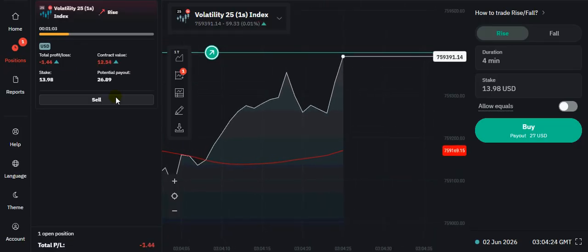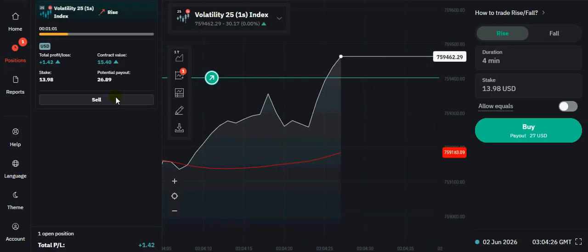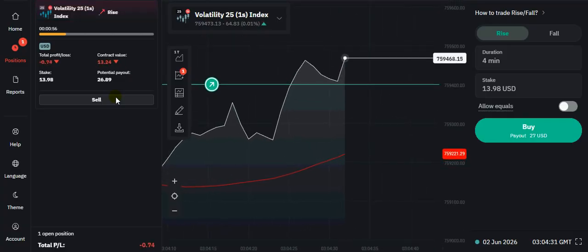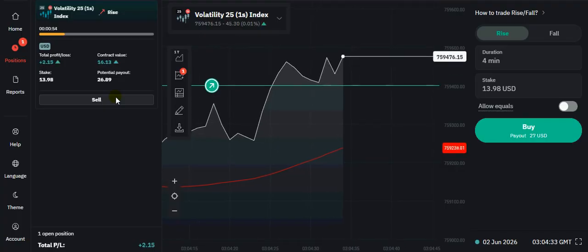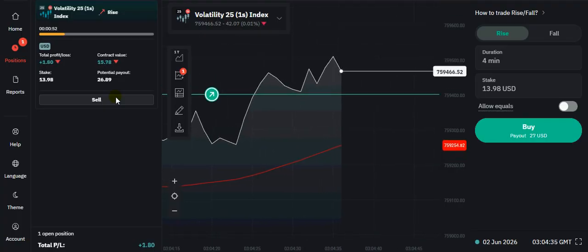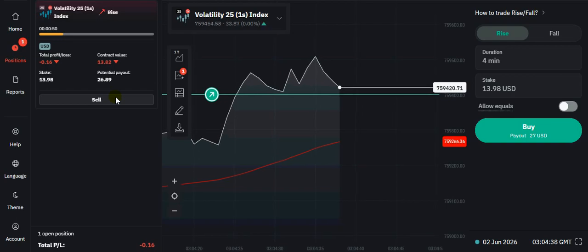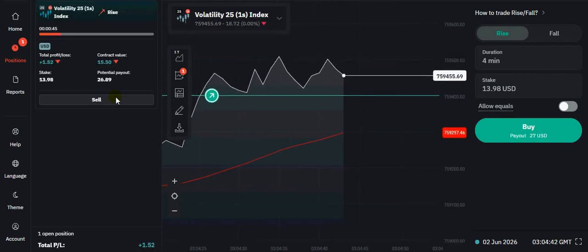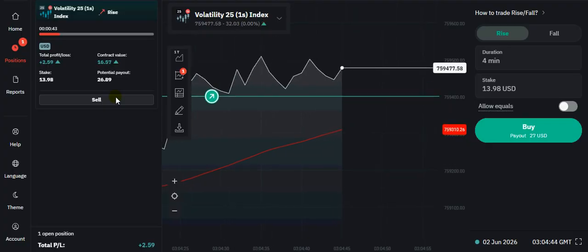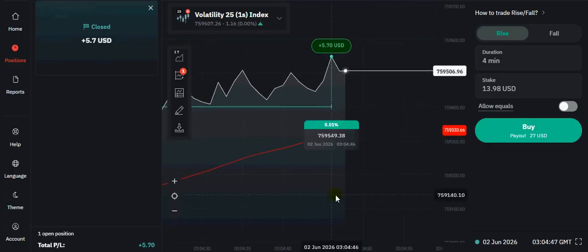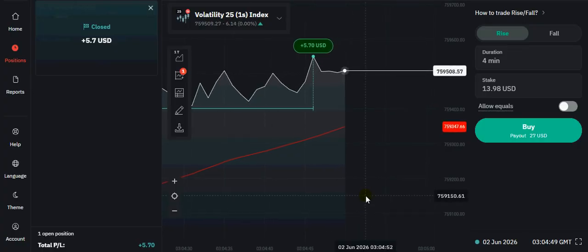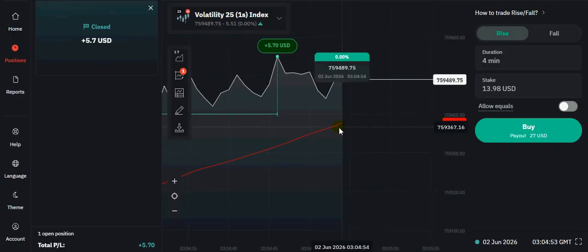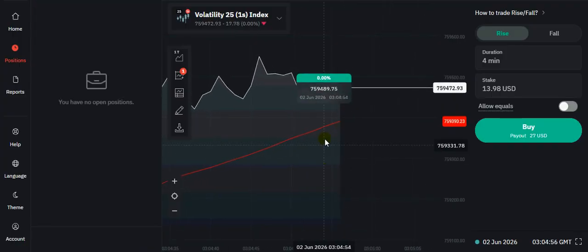Okay, it has crossed it right there. So let's wait for it to hit a reasonable amount so we can close the trade. Okay, so we're going to take 5.70 right there. So that's how this strategy works. Just give a gap, let it go right down below the moving average indicator before you place your trade.